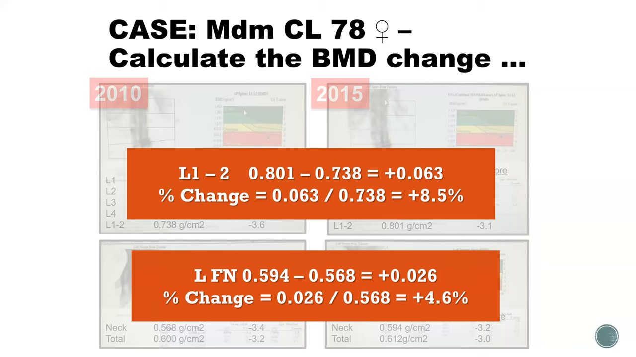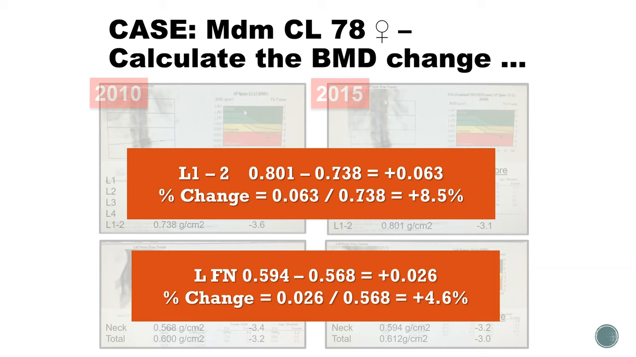In the left femoral neck, it went up about 4%. Okay, so that, again, it's encouraging. Of course, it's better than going down, but it's probably within the limits of the least significant change. So you're not really sure whether it's really gone up or really gone down, but at least you can say that perhaps it's not changed at all. But for the lumbar spine, you would know definitely it has improved because it's beyond the least significant change.